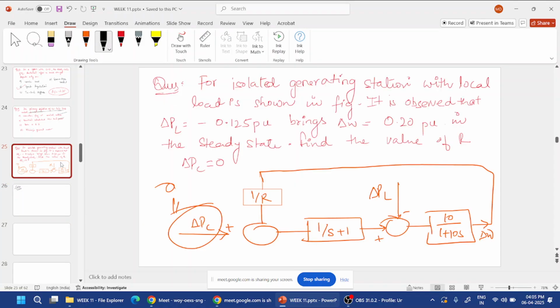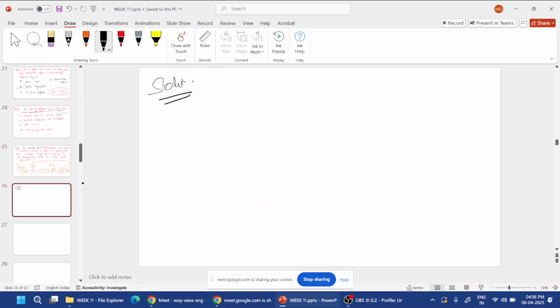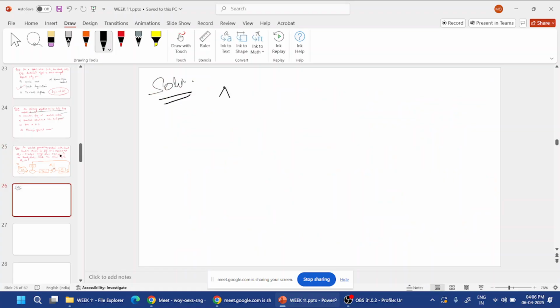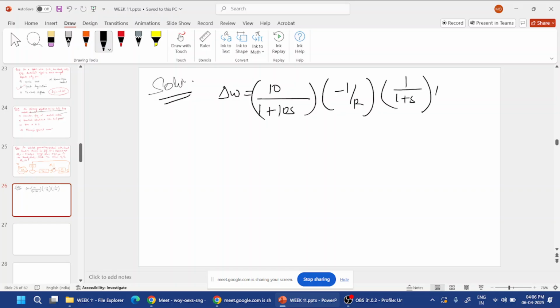So first of all, it is 0. This is the input, if that del PC is 0. So here del W comes out to be 10 upon 1 plus 10s. You should use your control system block reduction techniques. It will easily come out to 1 upon 1 plus s times (del W minus del PL).